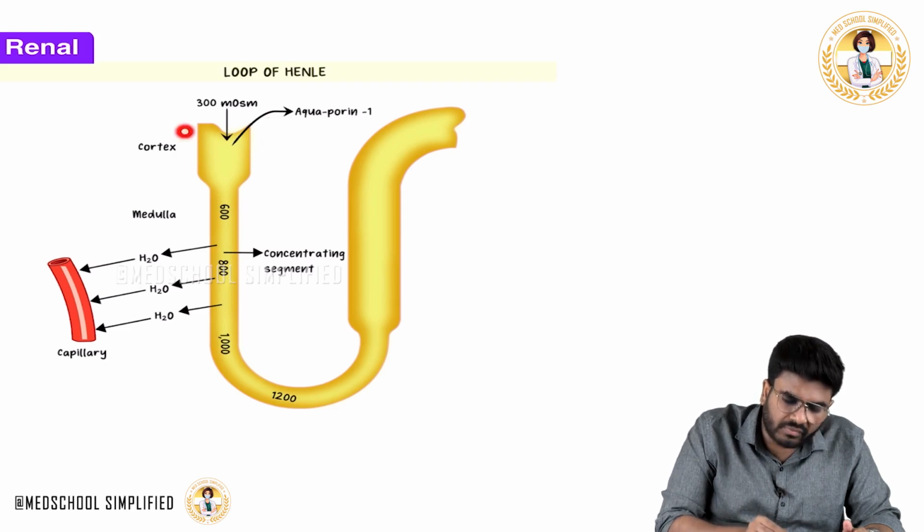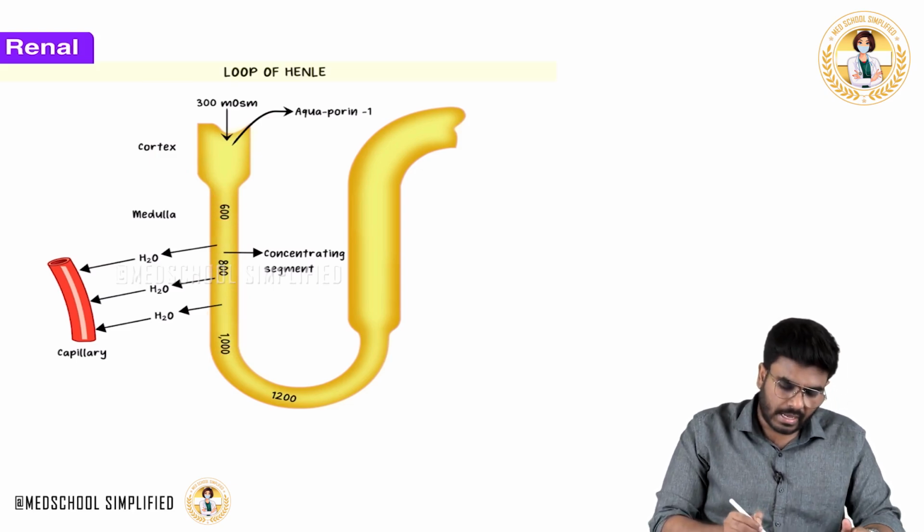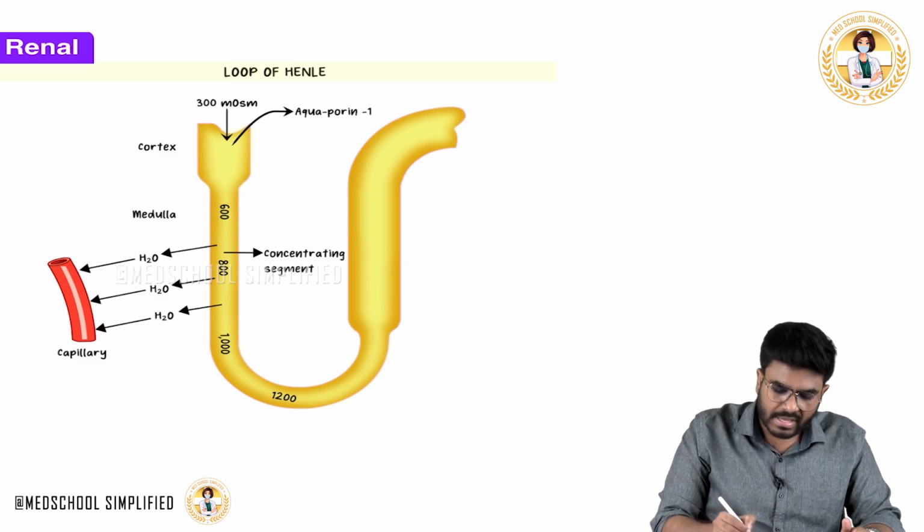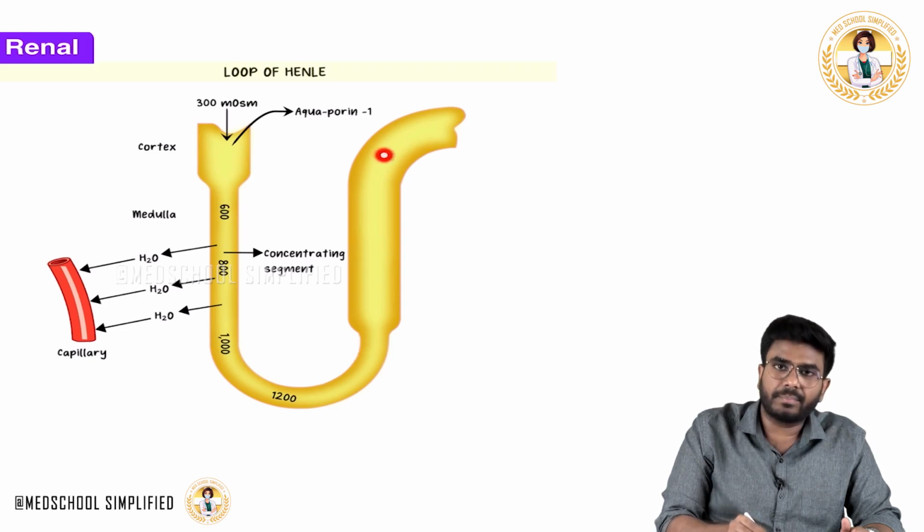This is the proximal convoluted tubule, this is the PCT. This is the last part of the PCT. Now this is the descending limb of loop of Henle. Now this is the hairpin turn, and this is the ascending limb of loop of Henle. This ascending limb of loop of Henle again has two parts: thin ascending limb and thick ascending limb.